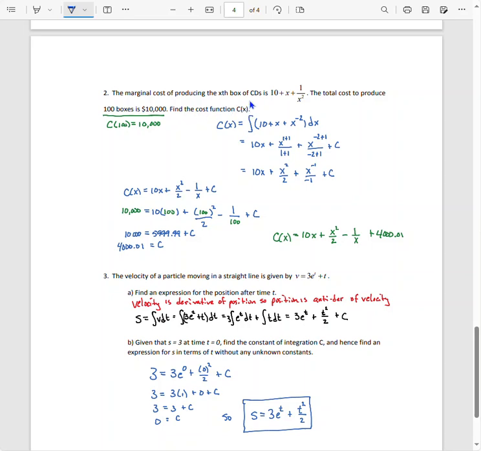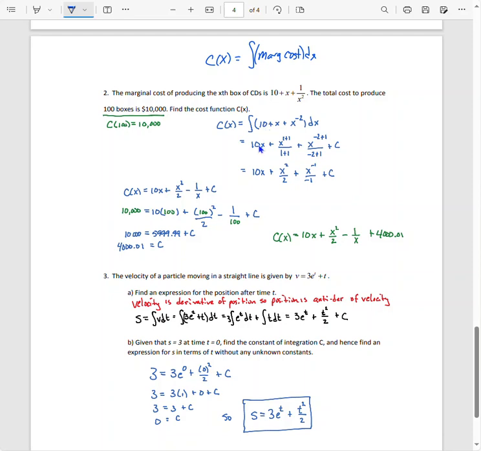Okay, now we know C of x is always the antiderivative of the marginal cost. Whatever that marginal cost is, the antiderivative is our cost function. So we can take this first sentence. C of x equals the antiderivative of 10 plus x to the negative 2, right? Getting it calculus ready, dx. Instead of writing this again with integrals, we could just do this, right?